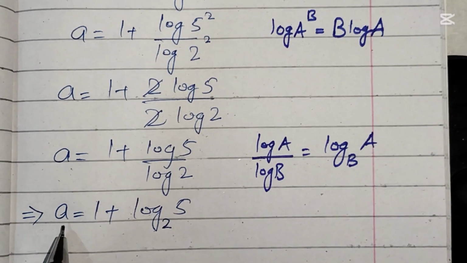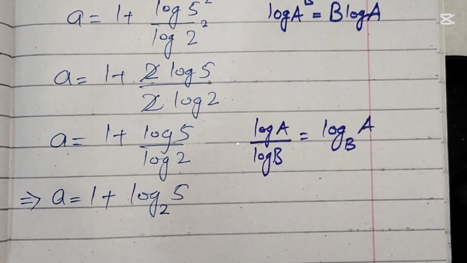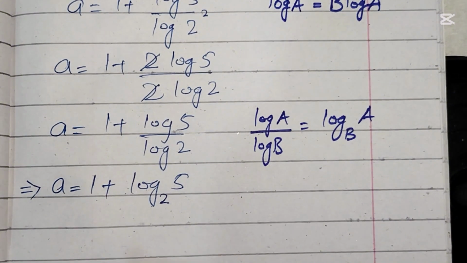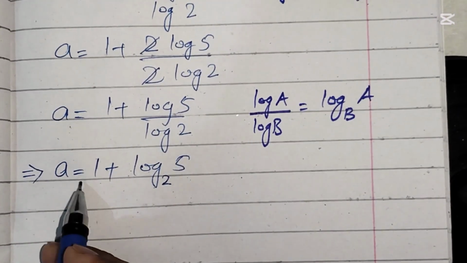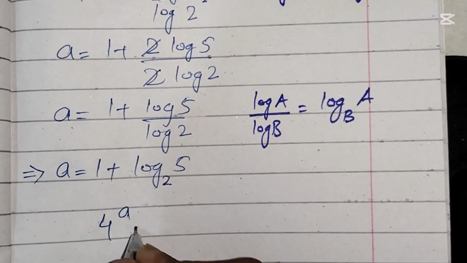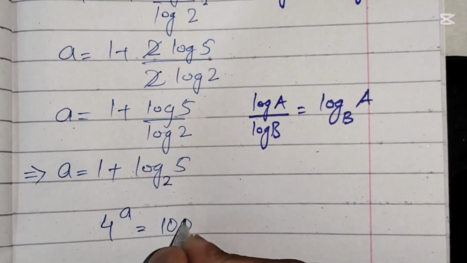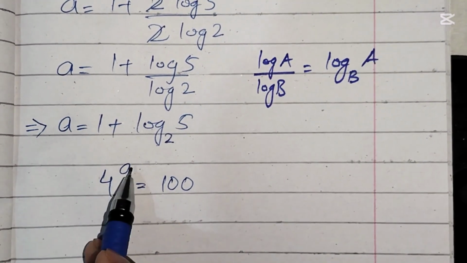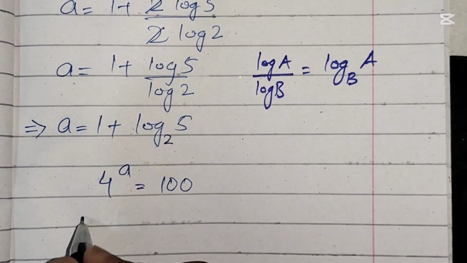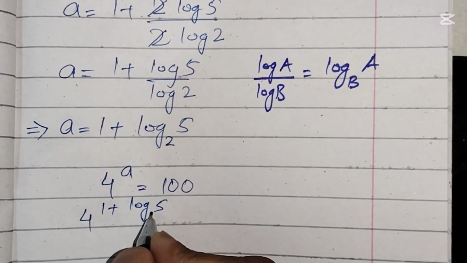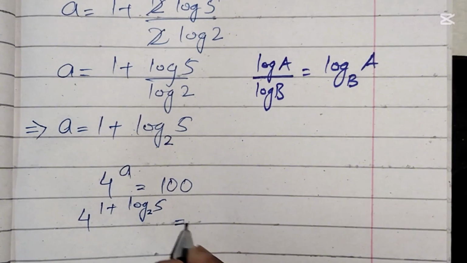We will put this value of a back in our question for verification, to check that left hand side equals right hand side, that our value of a is correct or not. We have the question 4 power a equals 100. Now we will put this value of a in the exponent. 4 power 1 plus log of 5 to the base 2 equals 100.